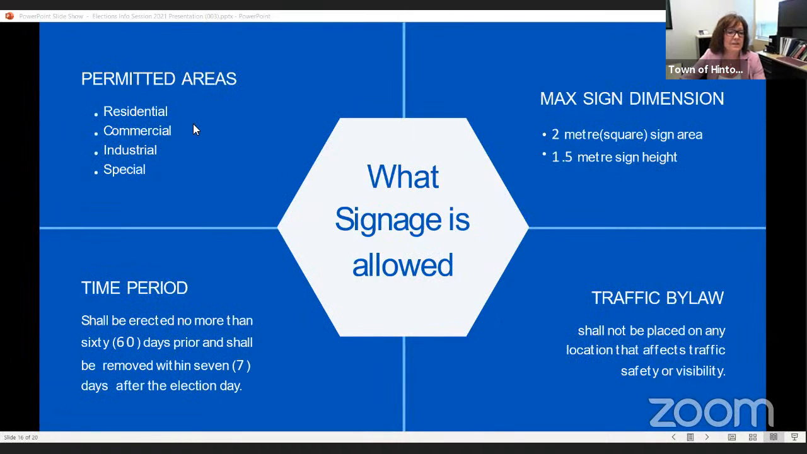Then signage. The permitted areas are residential, commercial, industrial, and special areas. Max sign dimensions are 2 meters square, and 1.5 meters in height. As for the time period, the sign shall be erected no more than 60 days prior and shall be removed 7 days after election day. And it shall not be placed on any location that affects traffic safety or visibility. You can also contact the Town of Hinton if you require any further information on signage.